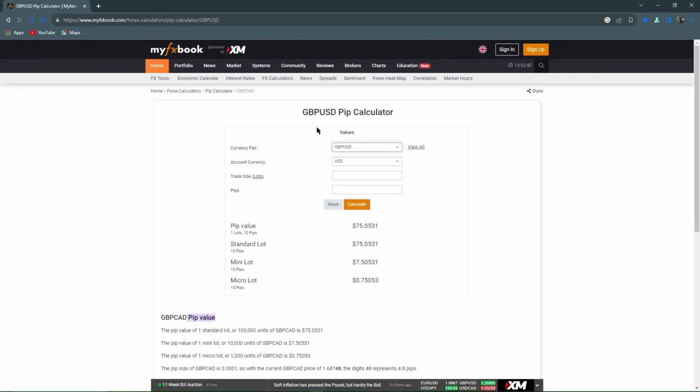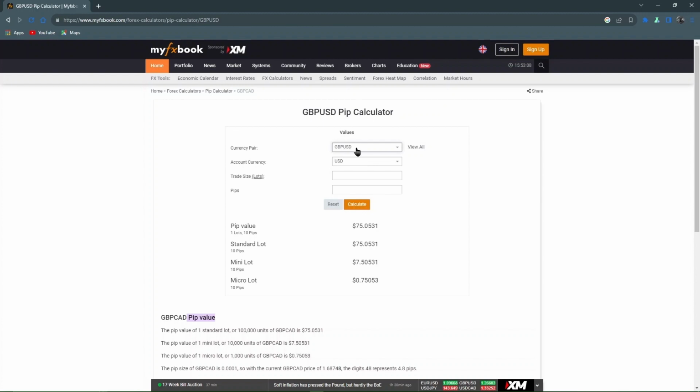Where you can calculate this, you have to come to my FS book to make sure that you calculate every pair and everything before you enter a trade or before you choose your lot size to use. The mistake is coming from the lot size. Every pair has its own pip value.